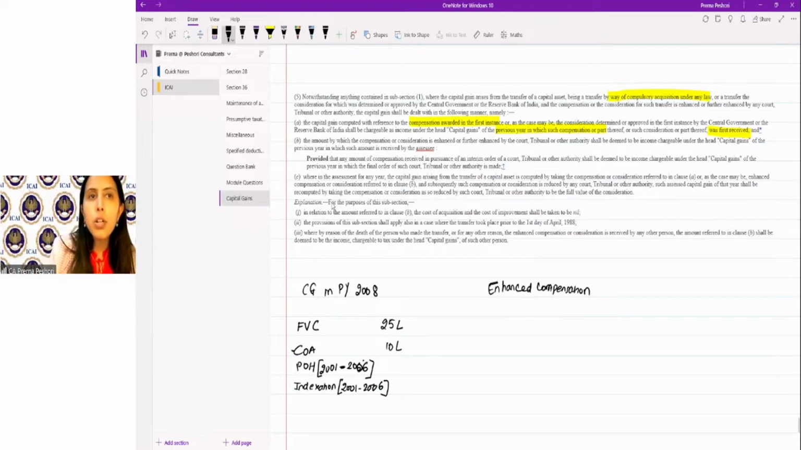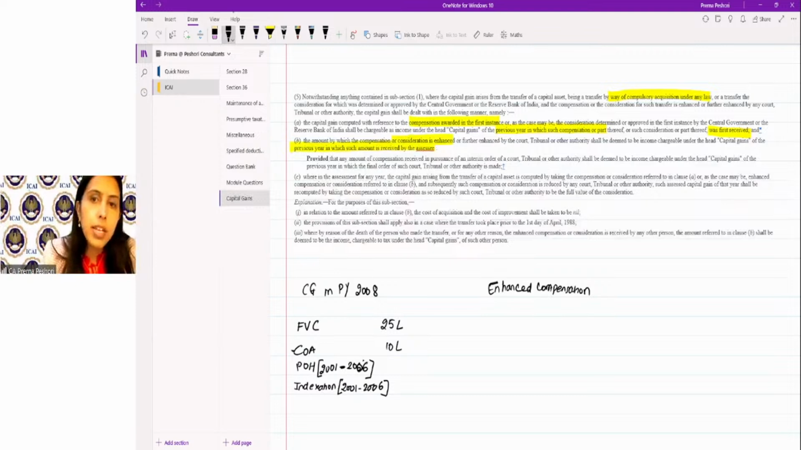Enhanced compensation, what does it say? Where in any assessment year the amount by which the compensation is enhanced or further enhanced by a court, tribunal, or other authority shall be deemed to be the income chargeable under the head capital gain of the previous year in which such amount is received by the assessee.